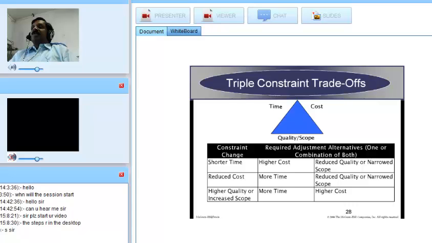And for example, if you want to reduce the cost, then what is the danger? The danger is it might require more time, and again it might affect the quality. And if you want to increase the quality, or increase the scope, for example, then of course it might require more time and higher cost. So this is a trade-off between the constraints and various adjustments required for your alternatives.